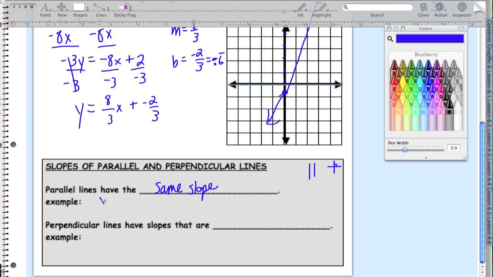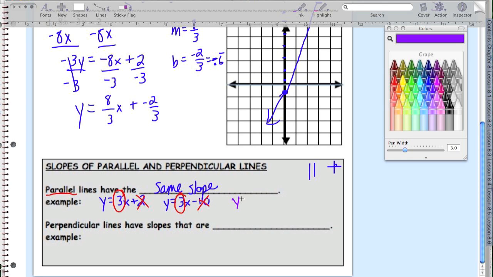So for instance, y equals 3x plus 2 and y equals 3x minus 10 are parallel lines. They have the same slope. They're both 3. It doesn't matter about the y-intercept. That doesn't really help us determine anything. All we're looking for to figure out if they're parallel is what the slope is. y equals 3x, so that works.